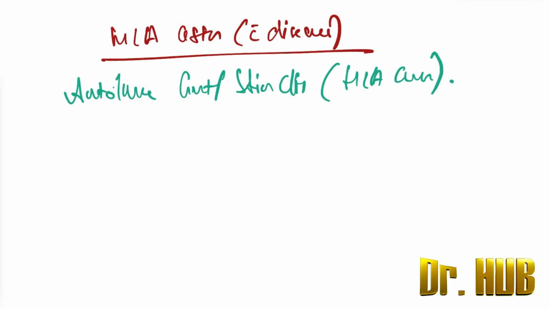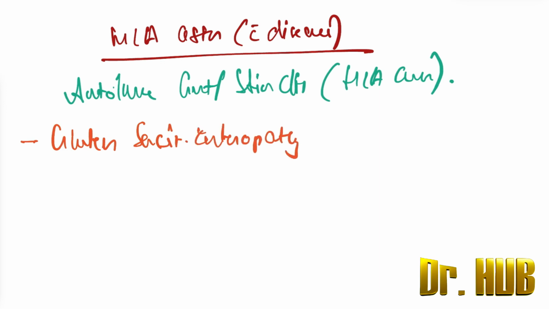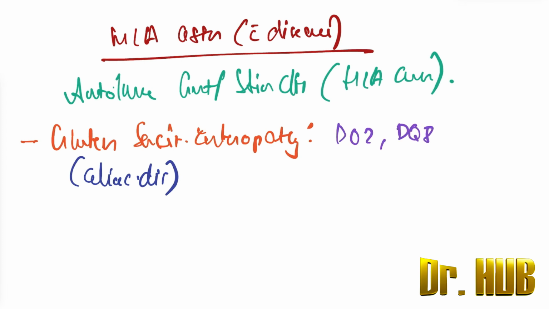So first we are looking at the gluten sensitivity enteropathy. So this is nothing but the celiac disease. That includes DQ2 as well as DQ8, DQ2 and DQ8. This is nothing but the gluten sensitivity enteropathy.